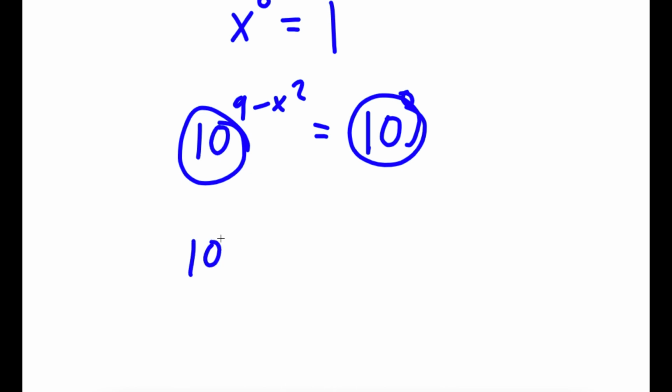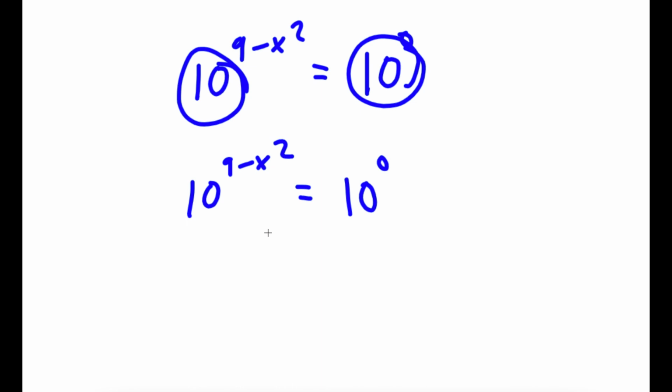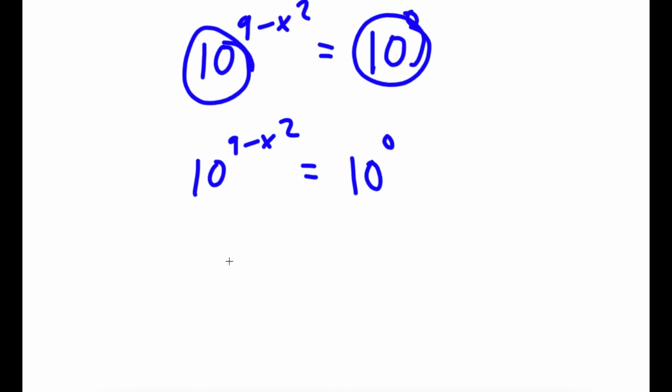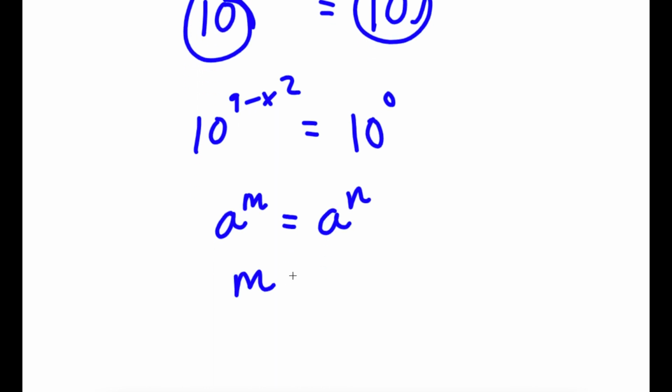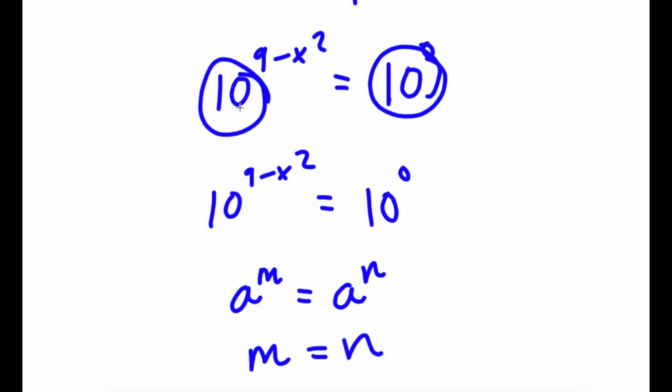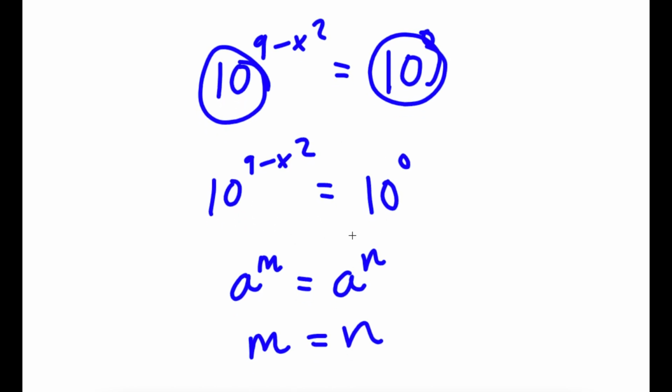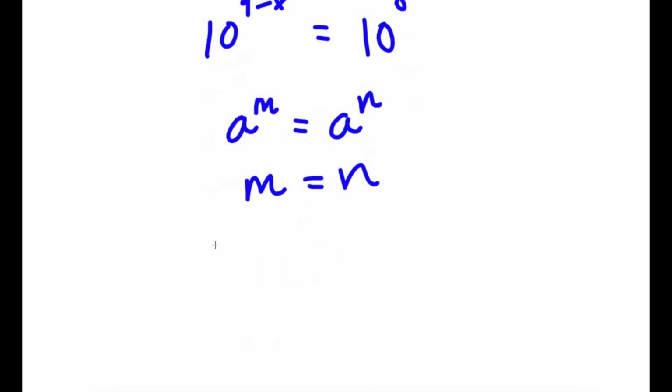So now I have 10 to the power of 9 minus x squared is equal to 10 to the power of 0. And if I have something in the form a to the power of m is equal to a to the power of n, this means that m is equal to n. Meaning over here, because both of our bases are the same, they both are 10, our exponents are going to be equal to each other as well, meaning 9 minus x squared is going to be equal to 0. So I have 9 minus x squared is equal to 0.